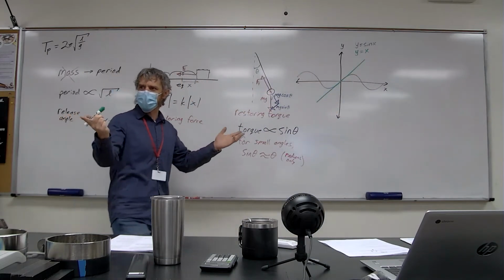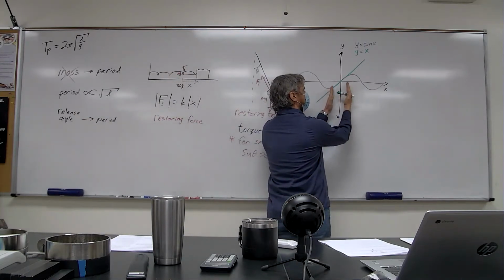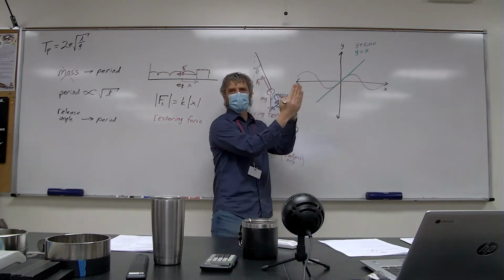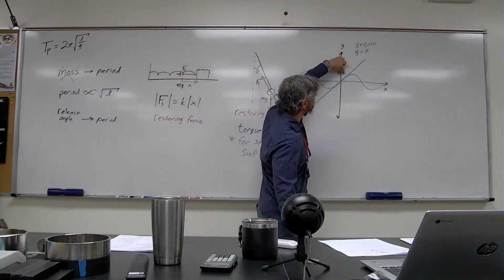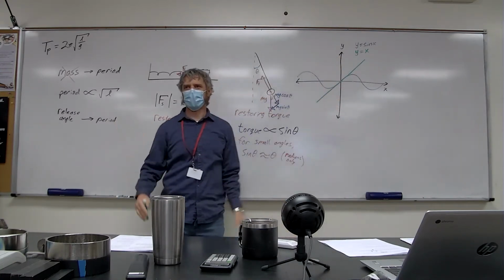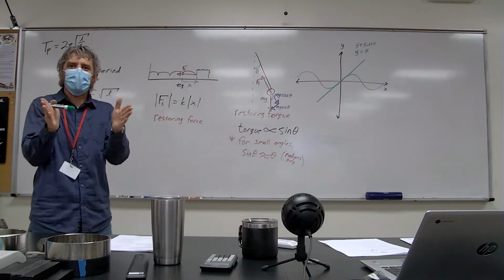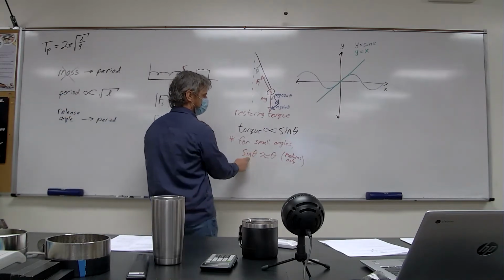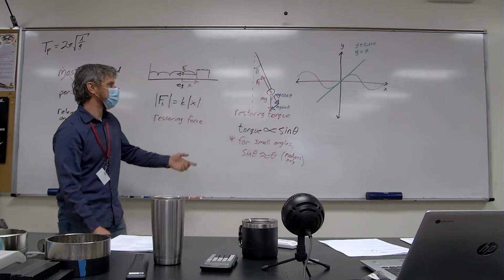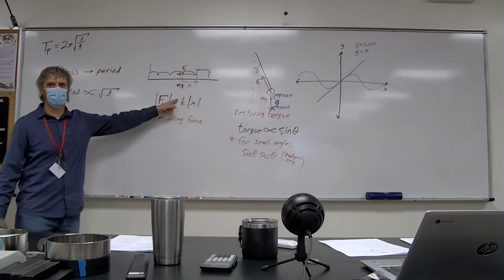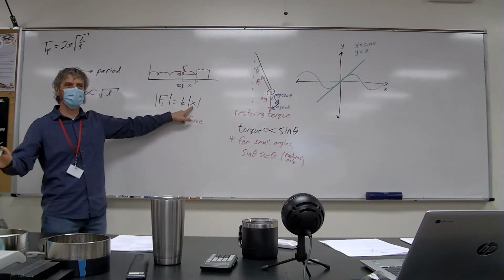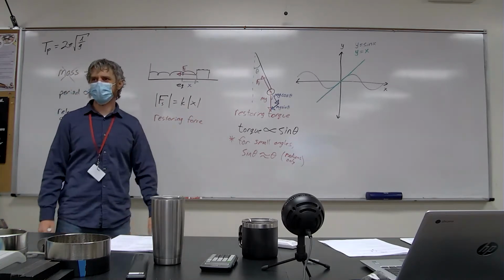Right? And so for small angles, we're talking about X values that are close to the y-axis. If we have x values close to the y-axis, those are pretty much right on top of each other. So for small angles, the sine of an angle is just like the angle, and what that tells us is that the restoring torque is just like a restoring force, because it's not proportional to the sine of something, it's just directly proportional to that thing.